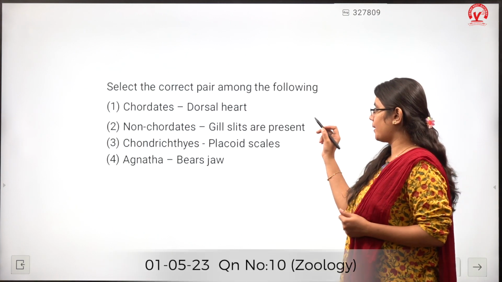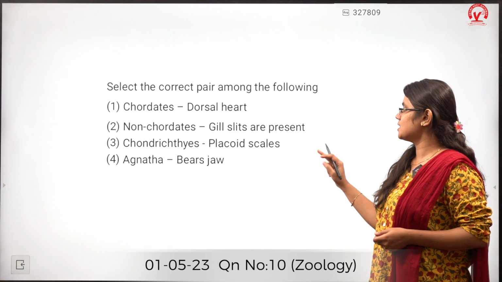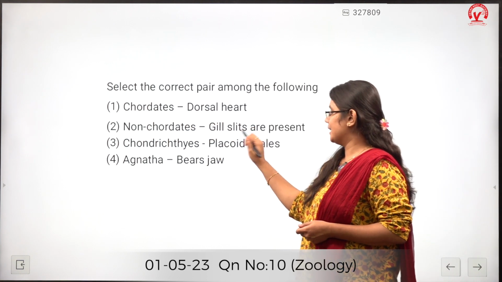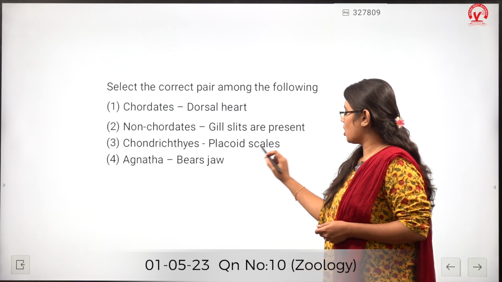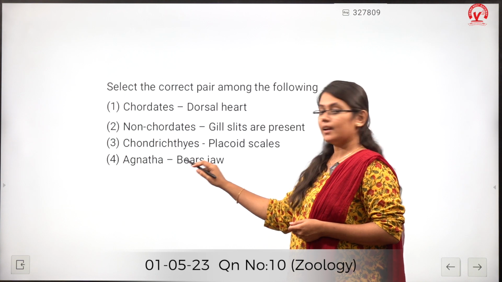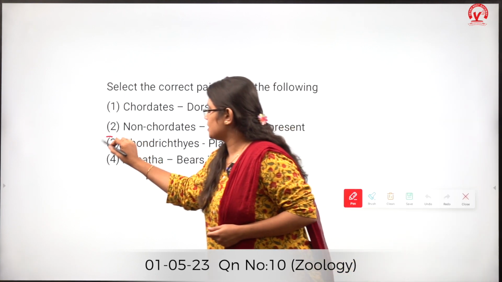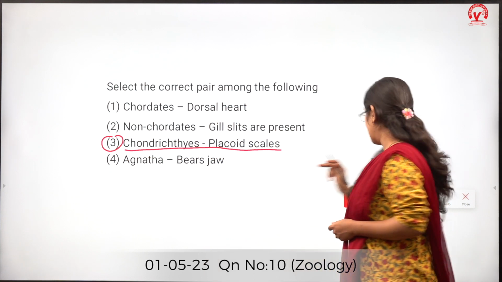Select the correct pair among the following. So we have to select the correct pair. The options are chordates dorsal heart, non-chordates gill slits are present, chondrichthyes placoid scales, and agnatha bear jaws. So here the correct option will be option 3, chondrichthyes, which has placoid scales. I will explain why.